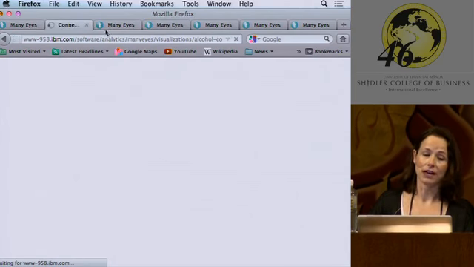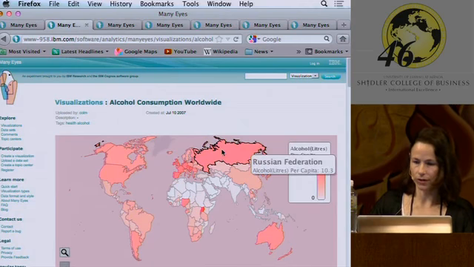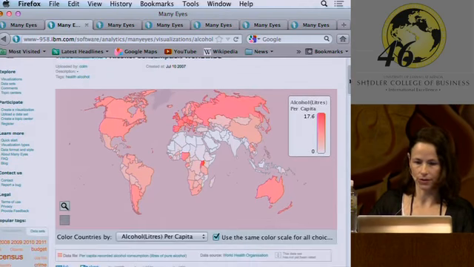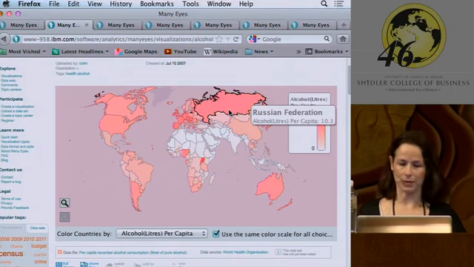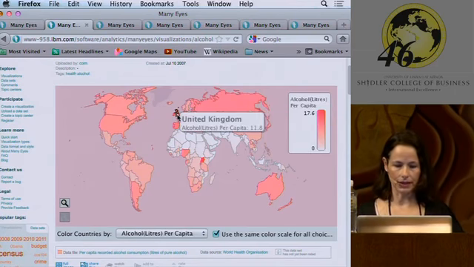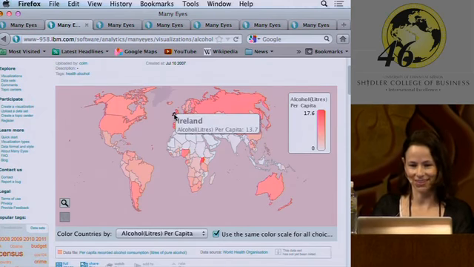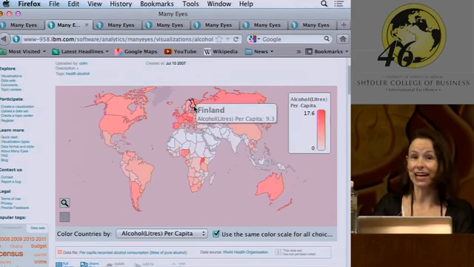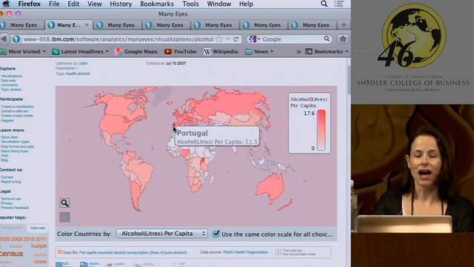Let's try. Okay, while this is coming up, oh yay! I think we're good. Look at that. Look at us. We're so good. Okay, so Russia has 10.3 liters per capita. England 11.8. Ireland 13.7. Ireland, so far so good. Finland 9.3. What about Portugal? 11.5. Okay.